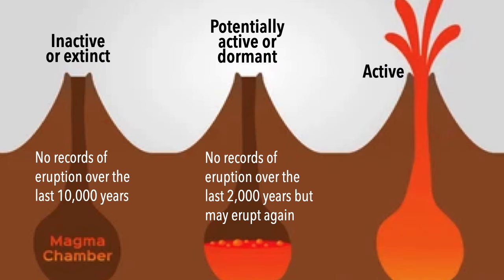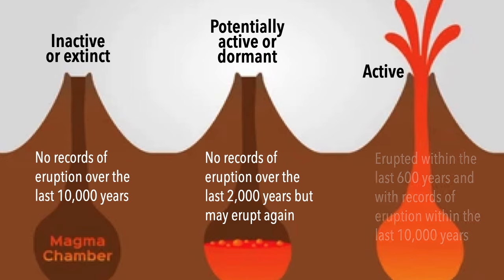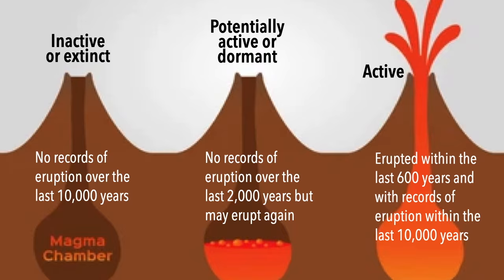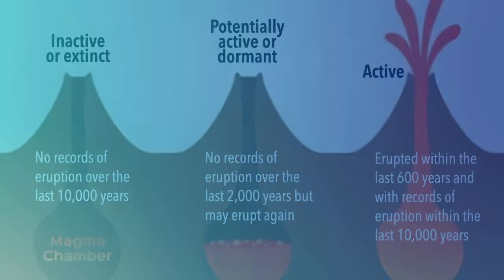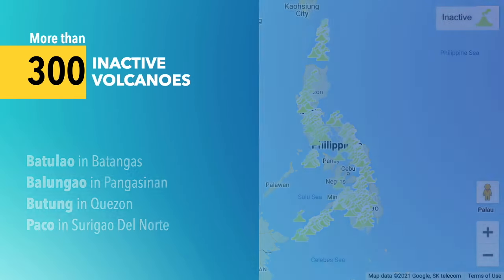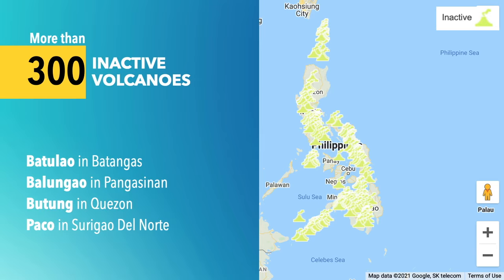And finally, active volcanoes are those that have erupted within the last 600 years and with records of eruption within the last 10,000 years. In the Philippines, we have more than 300 inactive volcanoes. Few examples are Batulao in Batangas, Balungao in Pangasinan, Butong in Quezon, and Paco in Surigao del Norte.